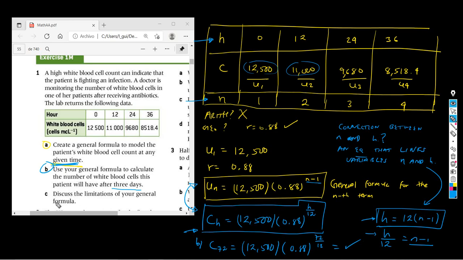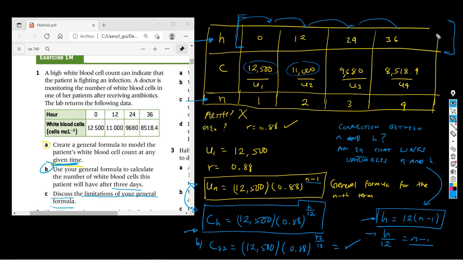And what about letter C? Discuss the limitations of your general formula. Okay, as you can see, guys, as the hours go by, 0, 12, 24, 36, as the time goes by, the cell count is getting progressively lower and lower. So at some point, the cell count will be very close to 0, and that's one of the limitations of this formula. What we are doing is modeling the cell count, but realistically speaking, only under some range of hours.